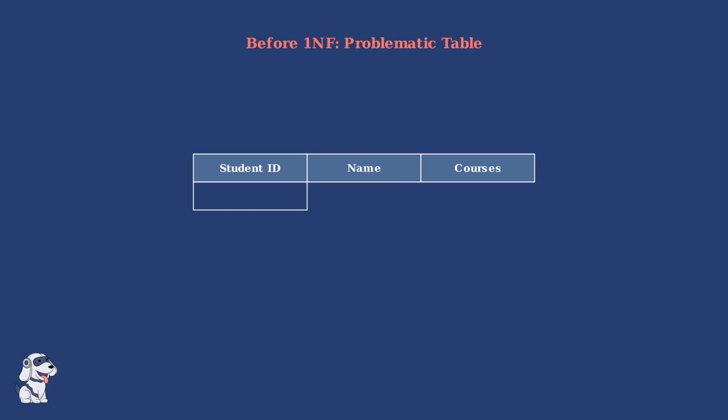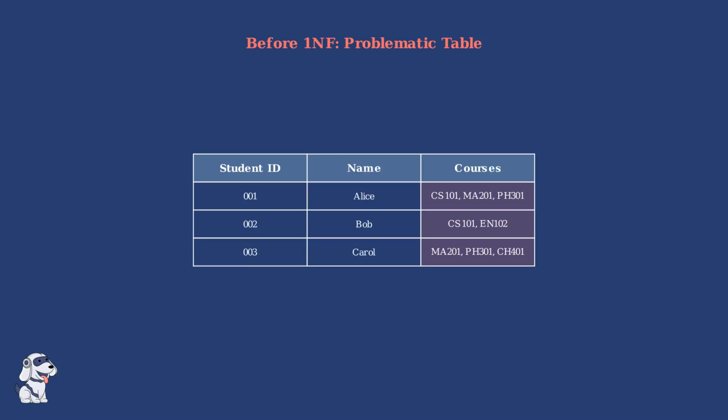Here's a typical problematic table that violates first normal form. Notice the courses column contains multiple values separated by commas. This structure creates multiple problems. It's hard to search for students taking a specific course, difficult to count total enrollments, and nearly impossible to efficiently add or remove individual courses.